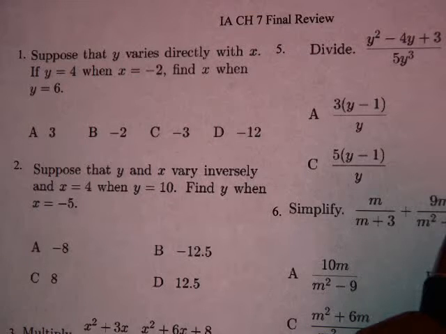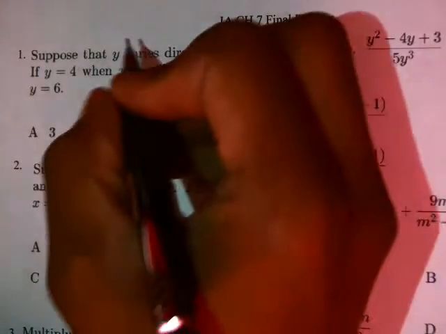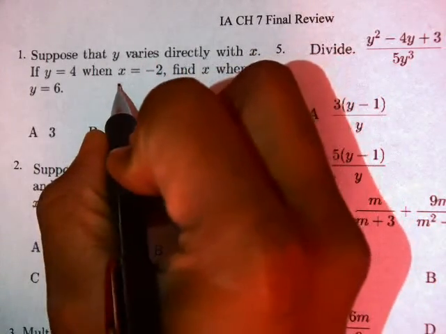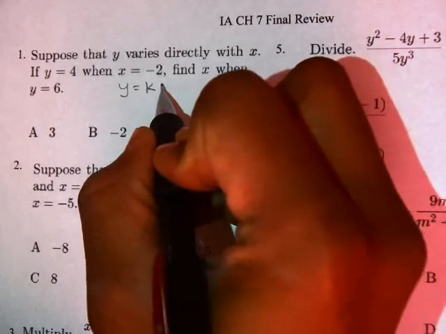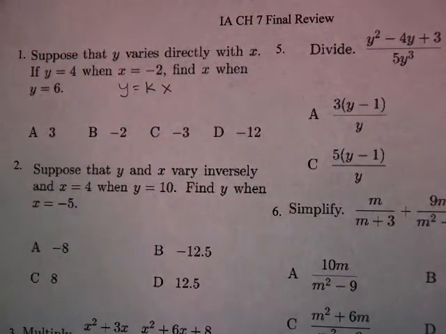Okay, so this is the review for Chapter 7 for your final. Number 1, suppose that y varies directly with x. We know that when y varies directly, it's y equals a constant k times x. They asked me if y is equal to 4, then x is equal to negative 2. Find x when y is equal to 6.